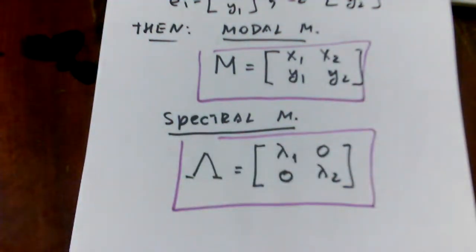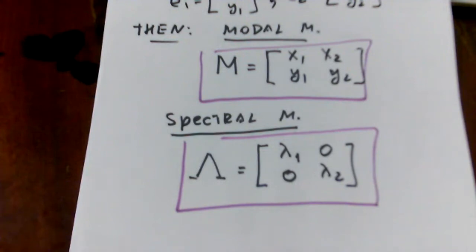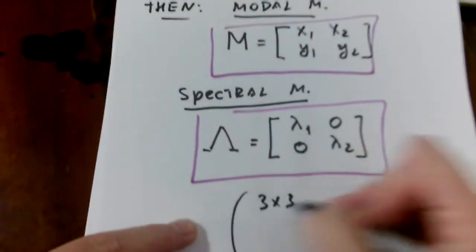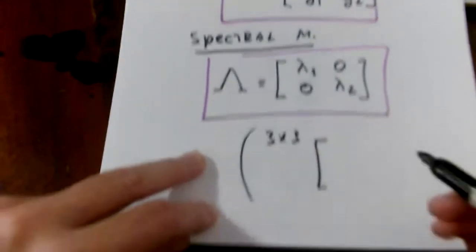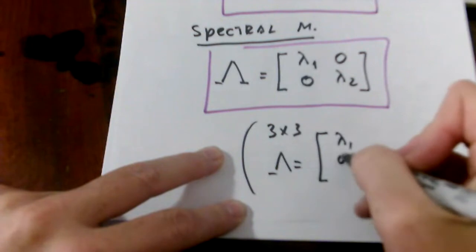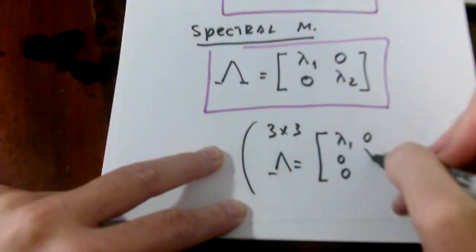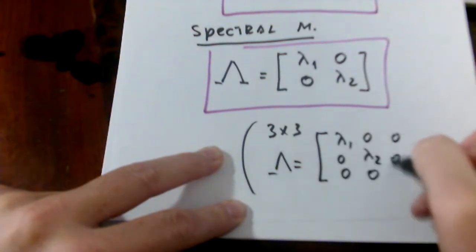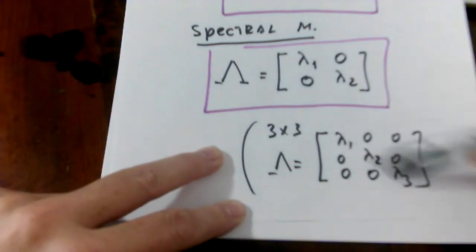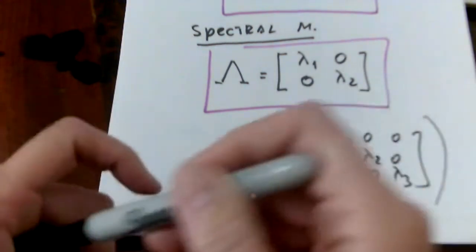And of course, in the case of 3 by 3, we can write it in parentheses. If you have the 3 by 3 case, then your spectral matrix will look somewhat like this: lambda 1, 0, 0, 0, lambda 2, 0, 0, 0, lambda 3, and so on. So all these lambdas should be on the main diagonal. Okay, so I think it's better to go for one of the examples.